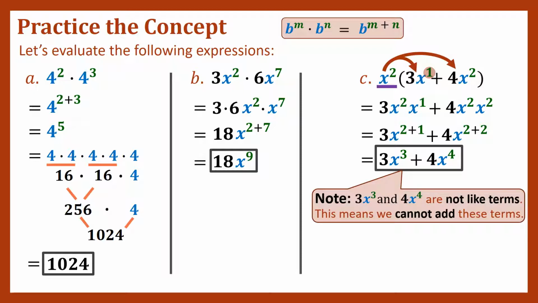Note, 3x cubed and 4x raised to the power of 4 are not like terms. This means we cannot add these terms together. Recall, like terms have to have the same base and the same power.